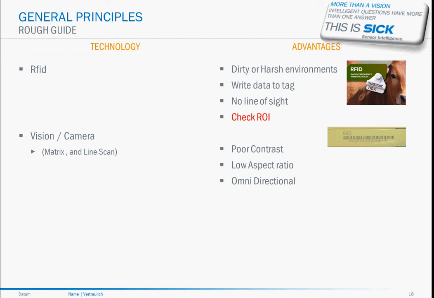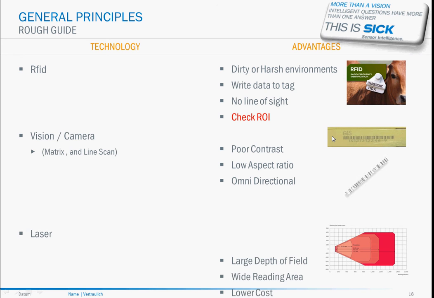So general principles, RFID is very good in dirty or harsh environments, or where you need to write data to the tag, especially where there's no line of sight, but important to check the return on investment. Vision or camera systems like the Matrix and the line scanner work very well with poor contrast or low aspect ratio or omnidirectional, and you can see here this code is a very low aspect ratio. That means it's not very tall, but it's very long. So ideally to read that one we would use a vision system, an OCR.